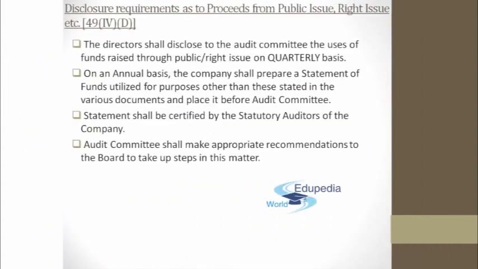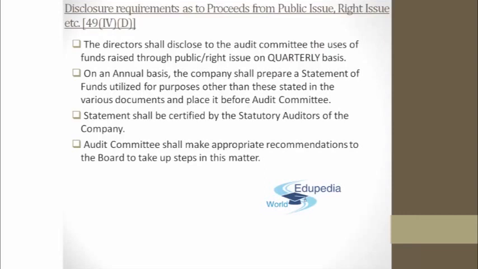Perfect guys, let's move towards the next disclosure requirement. This disclosure requirement relates to the proceeds that the company gets from any public issue, rights issue or preferential allotment, any of that stuff. So what the company usually does with the proceeds they obtain from any of the public issue, rights issue or preferential issue needs to be mentioned in Clause 49. So what are those disclosure requirements? Let's understand that one by one.